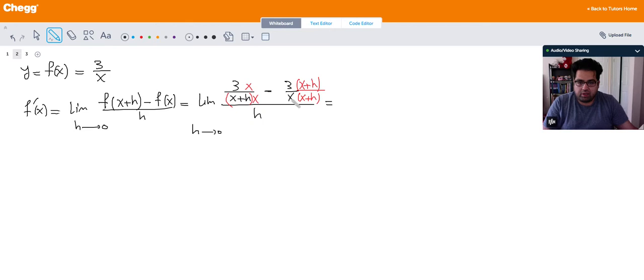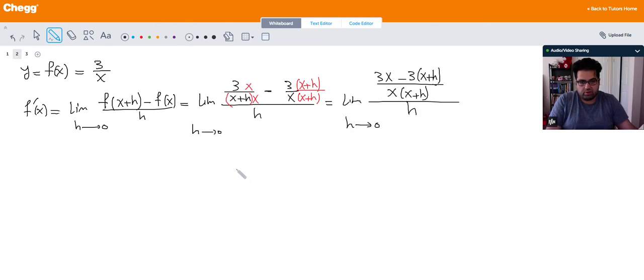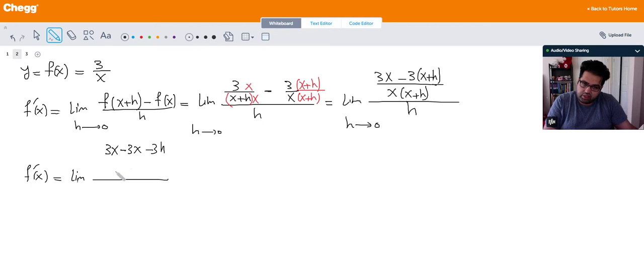Now I have the same common denominator, so I have x times x plus h as the common denominator, and I have 3x on the top minus 3 times x plus h, like this, and the h in the denominator as h approaches 0. Now if you notice, I can simplify the numerator a little bit more, so f prime of x is equal to the limit of 3x, I distribute the negative 3, so it's negative 3x minus 3h, all over x plus h, over h as h goes to 0.